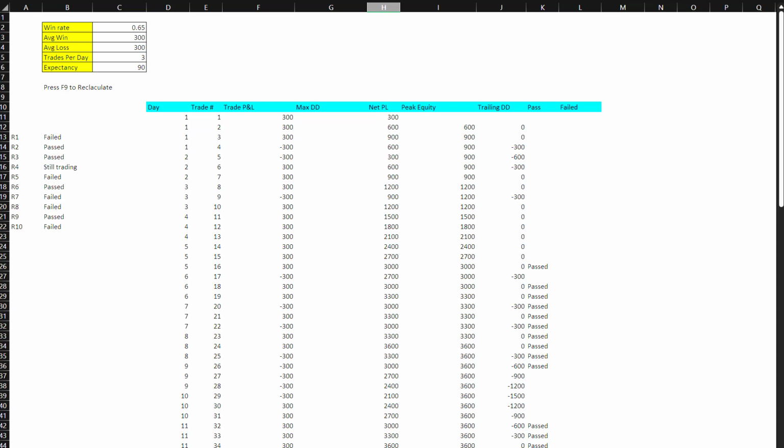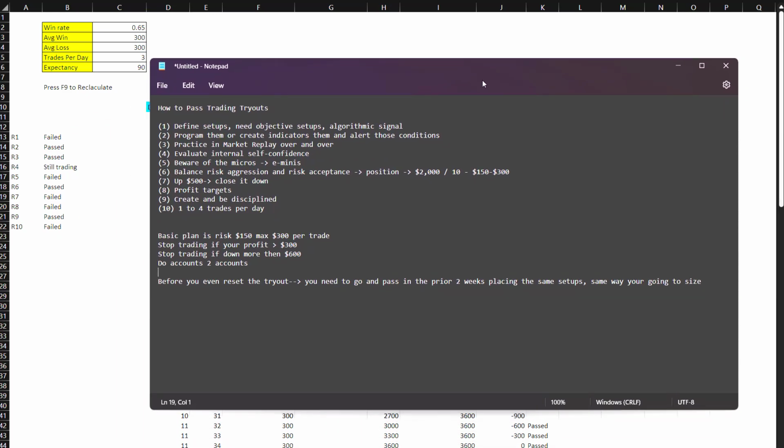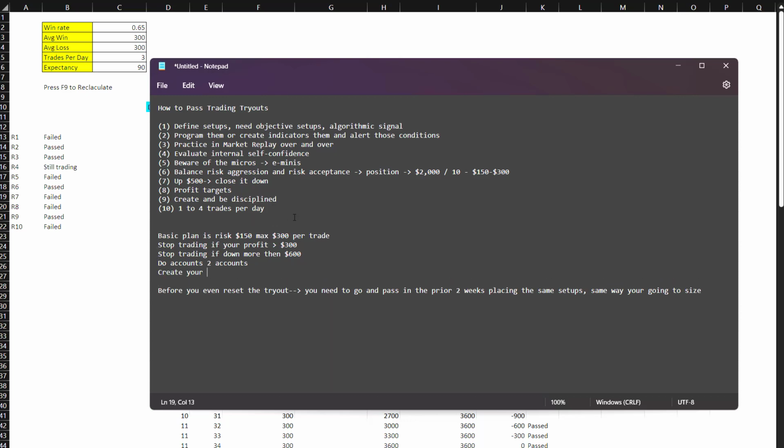So this is my plan for passing. Build your setups, and practice your setups in the replay, practice before you go in and trade on the tryout, before you reset it, before you start it. Make sure you pass in the prior 2 weeks in the market replay. That's going to give you, with your setups, a check. If you can't, then you may need to evaluate your setups and your plan. Then create your scaling plan and your max contracts.